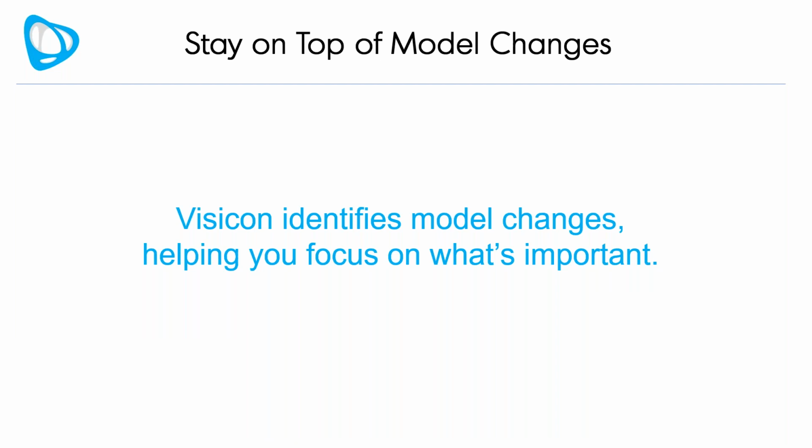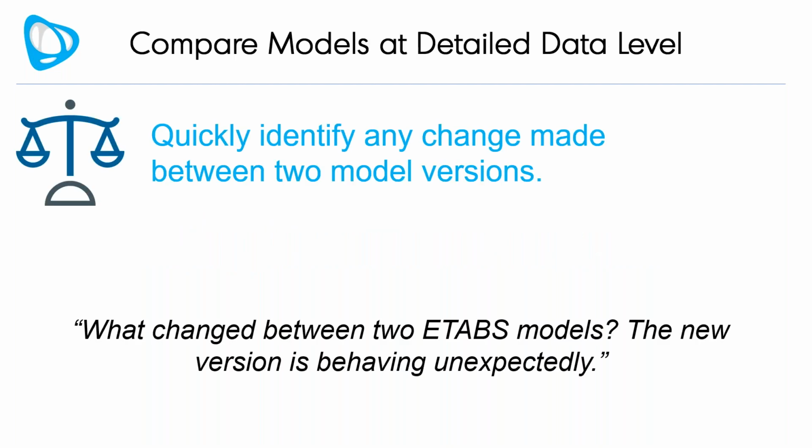The first, and obviously it goes without saying, is what Visicon does to help automate and identify those model changes for you, so that you stay focused on what's important to you and aren't wasting your time going sheet by sheet or reading the narrative of what is changed. So there's 3 ways that Visicon helps you. The first is called model compare. So model compare is essentially a very, very detailed data level audit of what's changed.